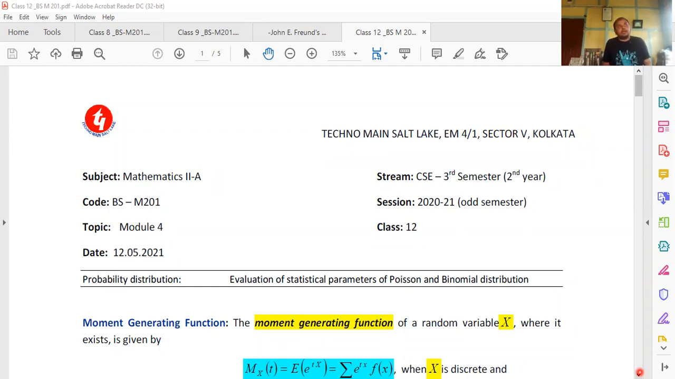I'm talking about a kind of function which helps us to generate the expectation and variance of a particular random variable. Such a function which I'm going to discuss right now is called the moment generating function of a random variable capital X. Before I scroll down further, I have to tell you something about moment generating function.